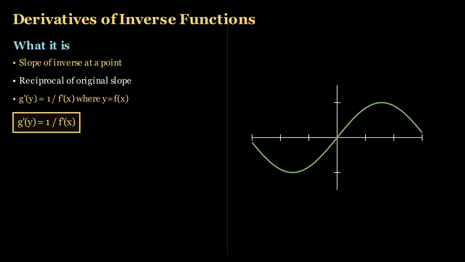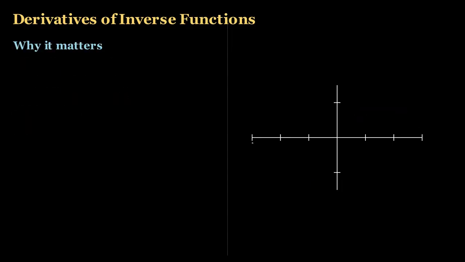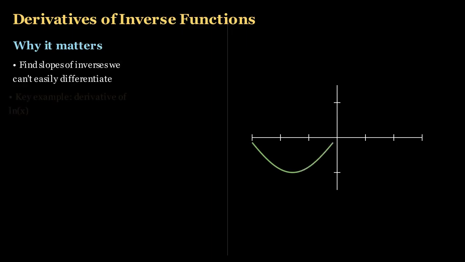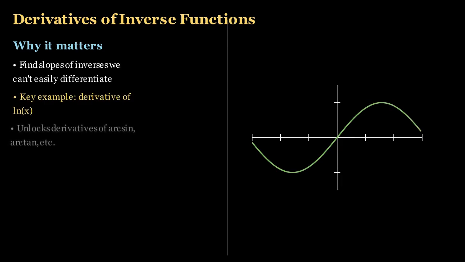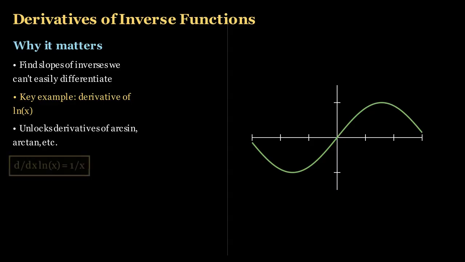Why do we care about this reciprocal slope rule? Because some inverse functions are very hard to differentiate directly. Take the natural log, ln x. Its formula is complicated, but we know it is the inverse of e to the x. And e to the x has a beautifully simple derivative. It is its own derivative. So we can use the reciprocal rule to find the derivative of ln x without messy algebra.